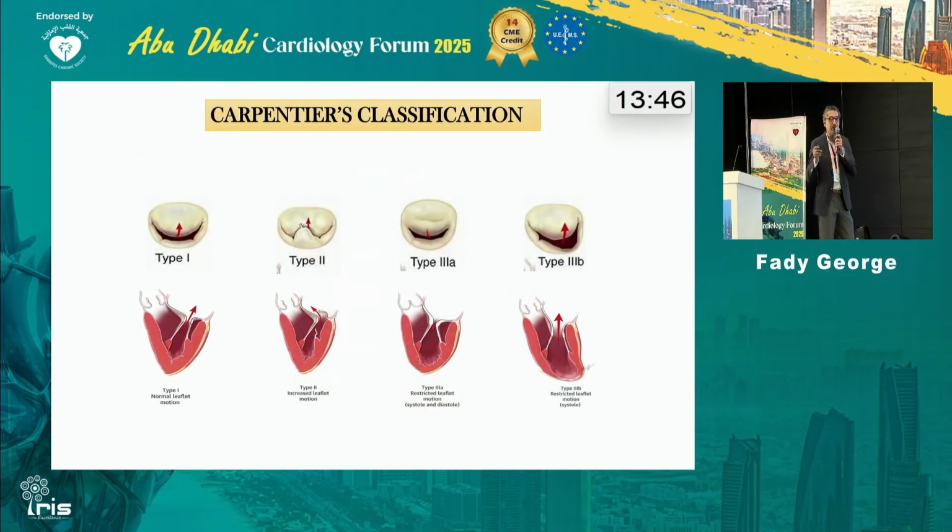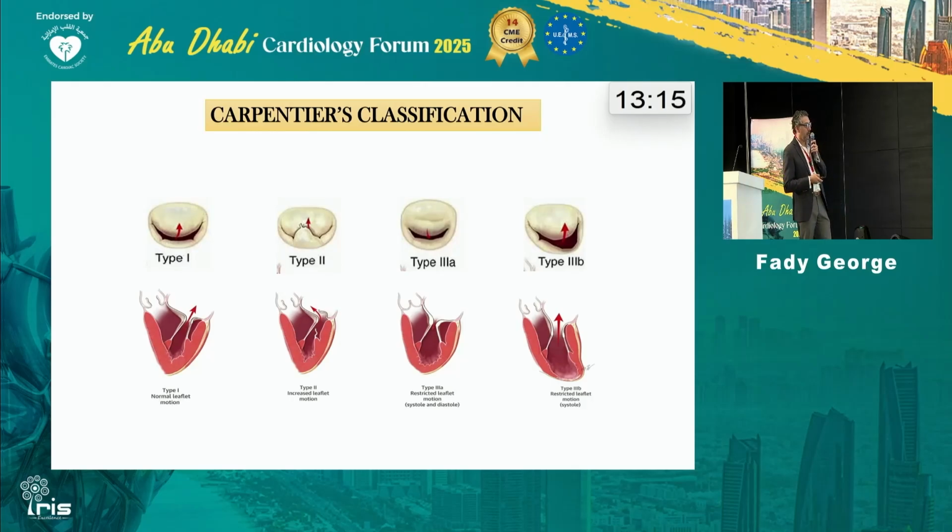Okay, so I'm sure you have heard about the Carpentier's classification. This is very important, and each echocardiographer has to put in his echo report the mechanism of mitral regurg. Is it a Carpentier type 1 or type 2, type 3A or B? So what are the types? Type 1 is basically normal leaflet motion, but there's something wrong, so it's either annular dilatation or a cleft valve, but the motion is completely fine.